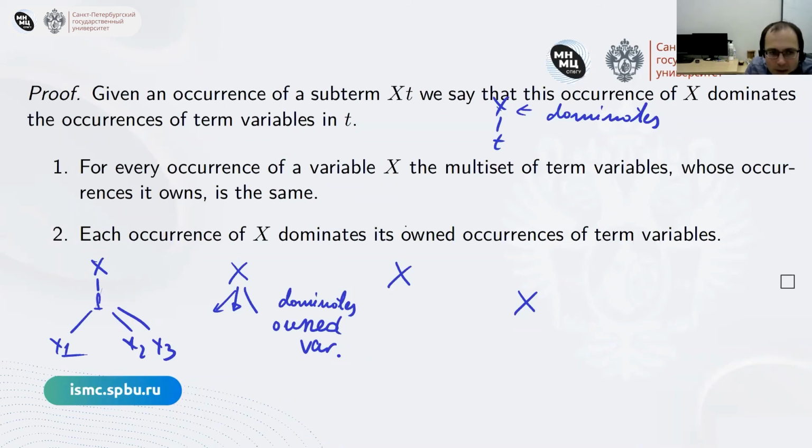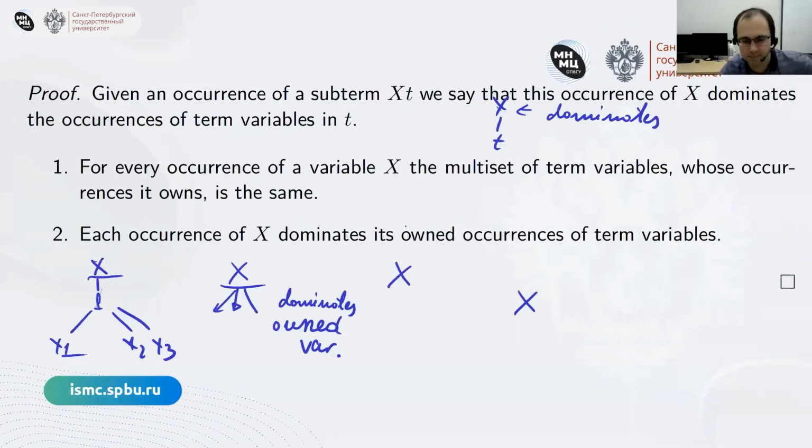Also, each occurrence of this x owns exactly the same set of term variables, because when we remove term variables, we remove all the instances at the same time. So there is a fixed mode: if we remove x1, then we remove all of those occurrences. So if x owns some variables, those sets are the same for every occurrence of x, and all of them are below x.